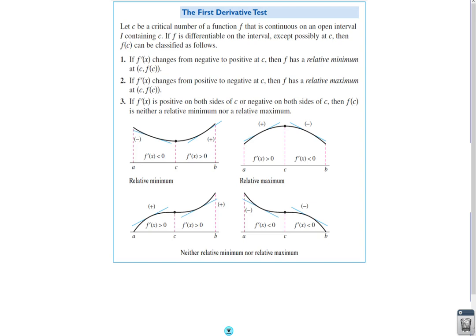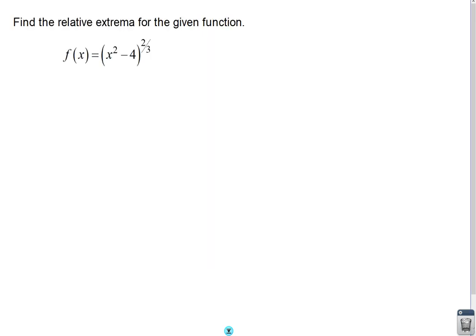That means my function is increasing or decreasing on both sides. So therefore, there's no relative min or max. There are critical numbers, there's one here and there's one here, or critical points, I should say. But there's no relative min or max in this situation because basically your increasing and decreasing has to actually change, and it doesn't change here. Okay? So I want you to pause the video and find the relative extrema for this particular function. I will work through it, but I want you to try it on your own first.